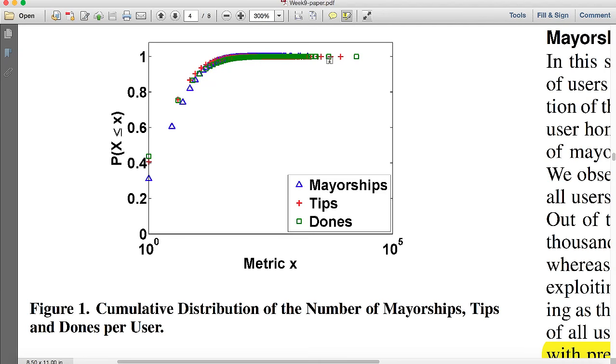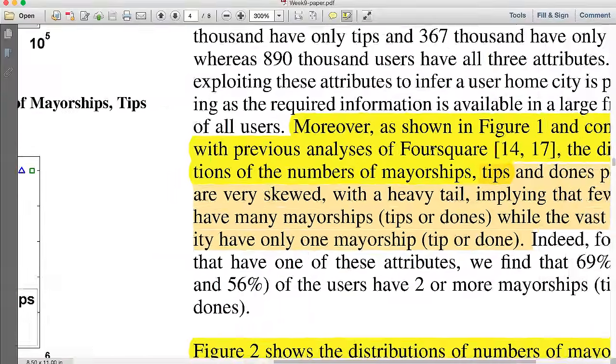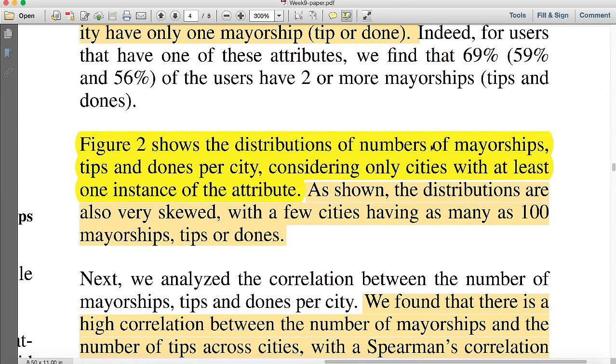Right, so that's the graph that you would read. Similarly, let's go to figure 2. Figure 2 shows the distribution of number of mayorships, tips and dons per city, considering only cities with at least one instance of the attribute.